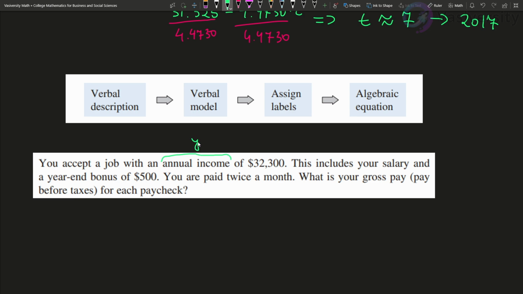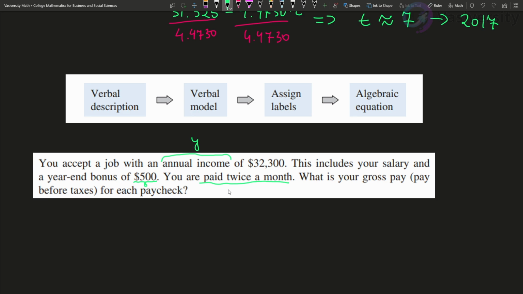That's going to be our Y. Okay, our salary, so our end-of-year bonus. At the end of the year, we get $500. So that's, I'm going to call it constant B. And then we also know that we are getting paid twice a month. So what does that mean?